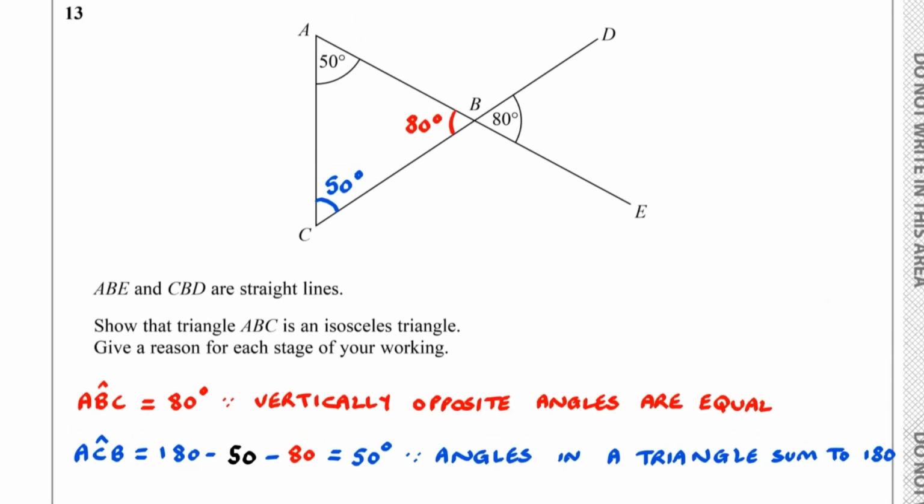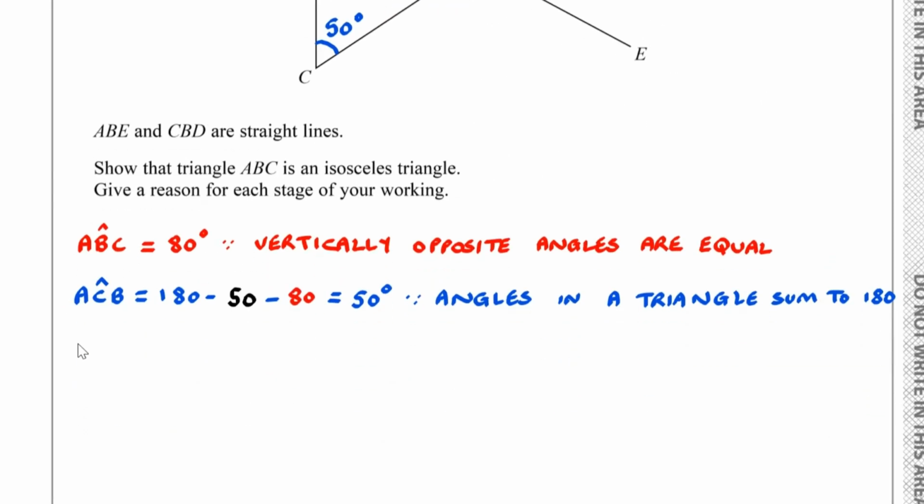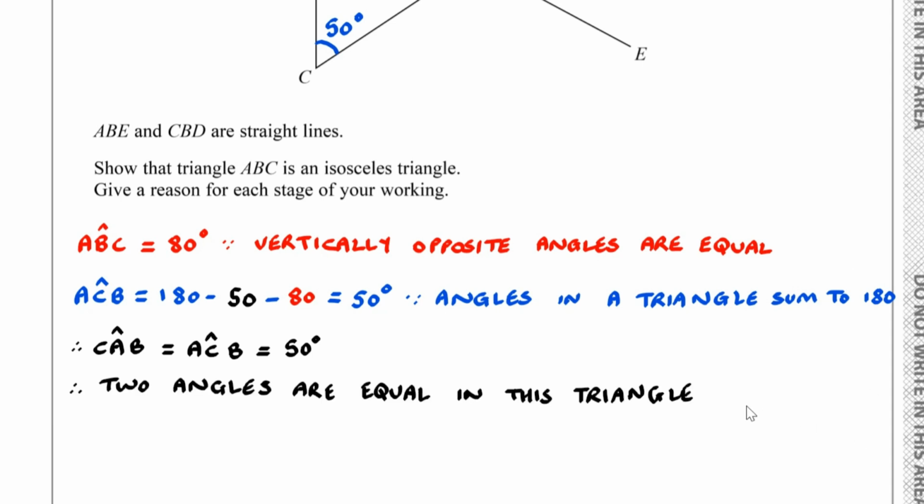And therefore what we can see is we've got the angle CAB, which is equal to the angle ACB, which is 50 degrees. So we've got two angles which are equal in this triangle, and therefore we have an isosceles triangle.